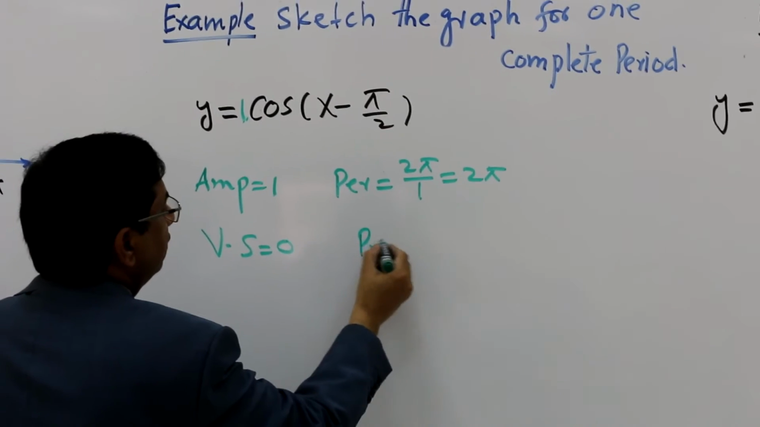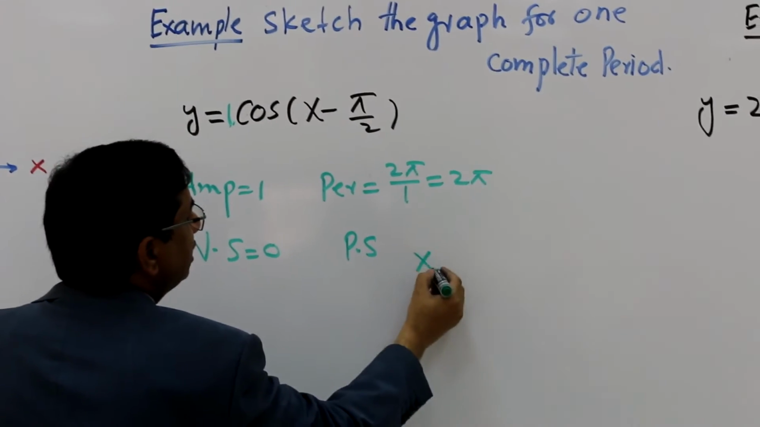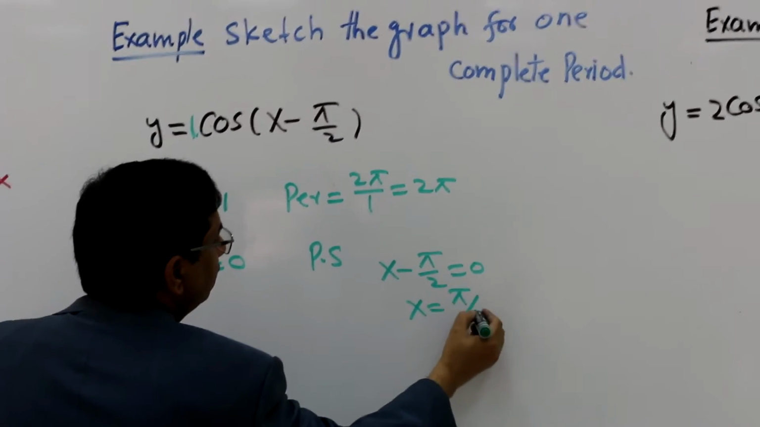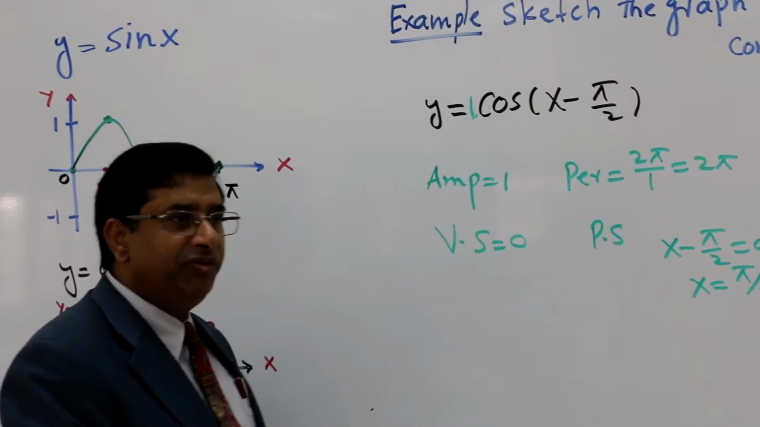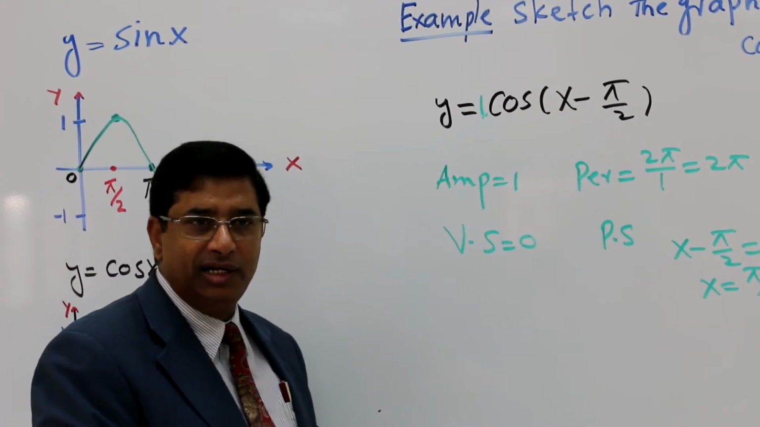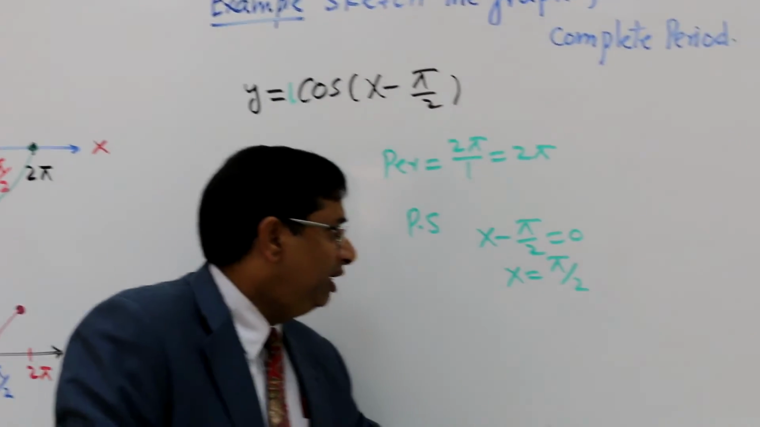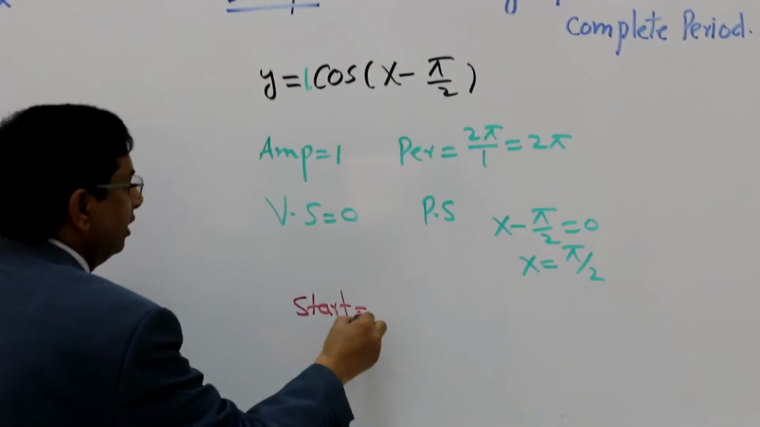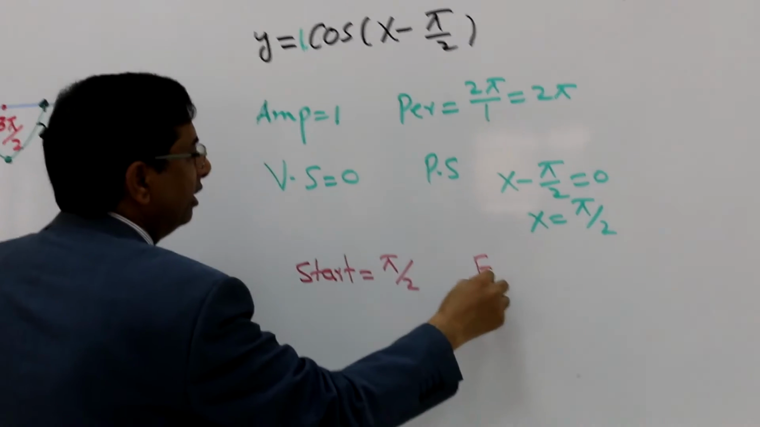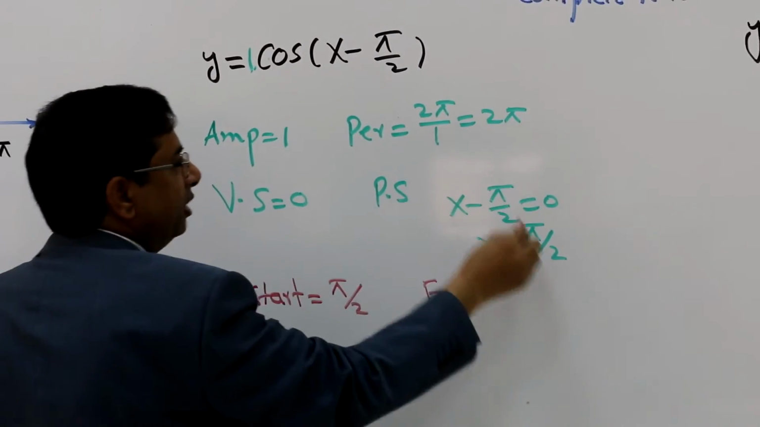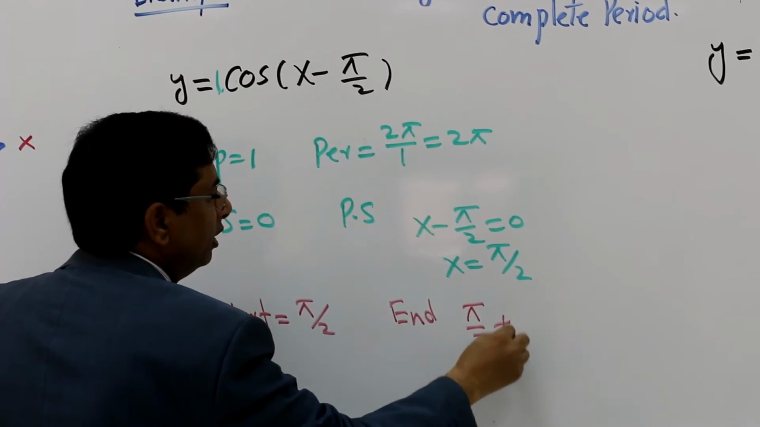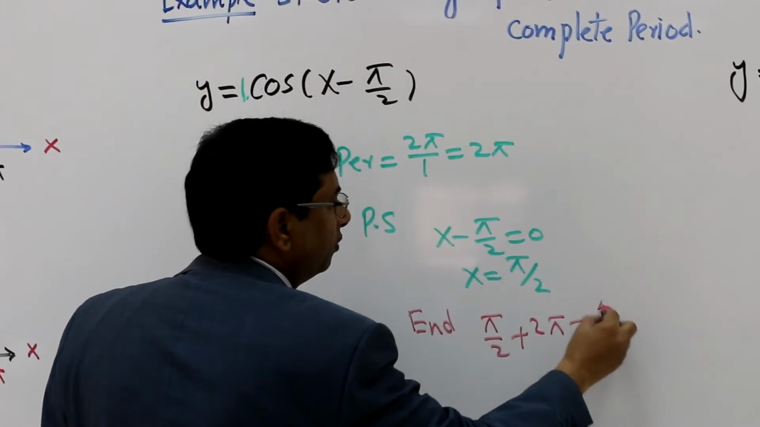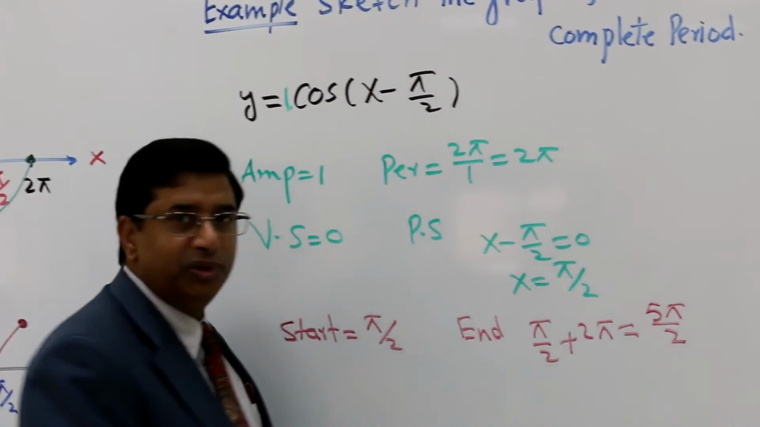Phase shift. For phase shift, we put x minus pi over 2 equal to 0, so x is equal to pi over 2. With the help of the phase shift, we can find out the starting point and the ending point. The starting point is over here, this one. Start is pi over 2. And for the end, we add this period to this one. Pi over 2 plus 2 pi, so this is 1 plus 4, which gives 5 pi over 2.